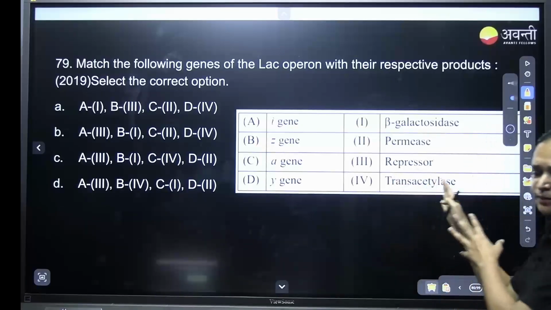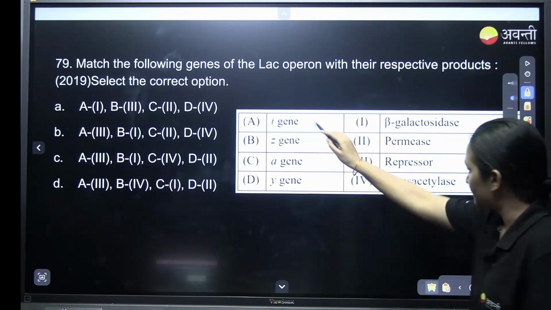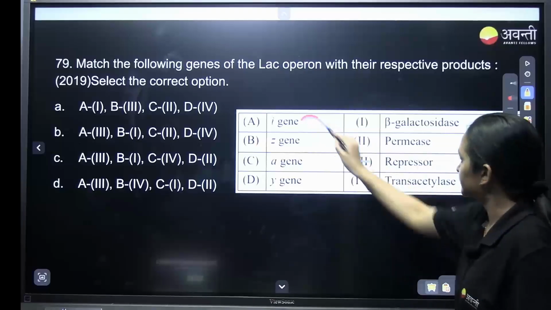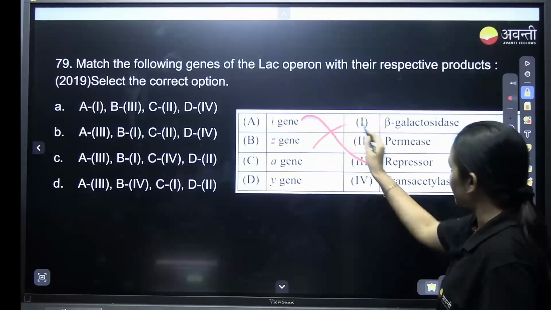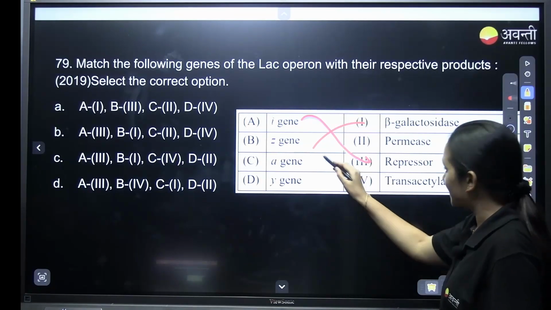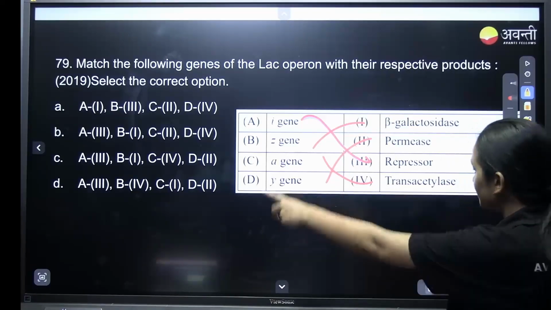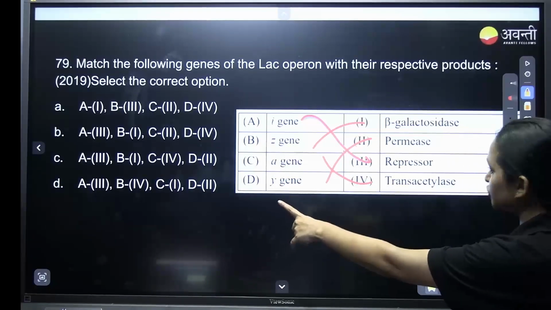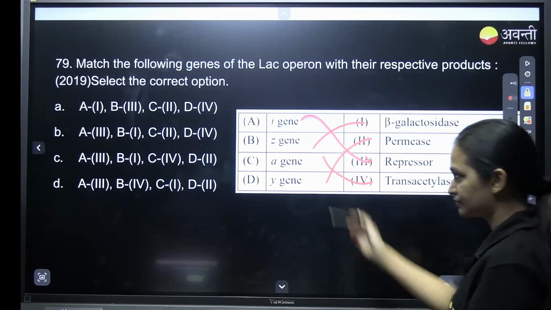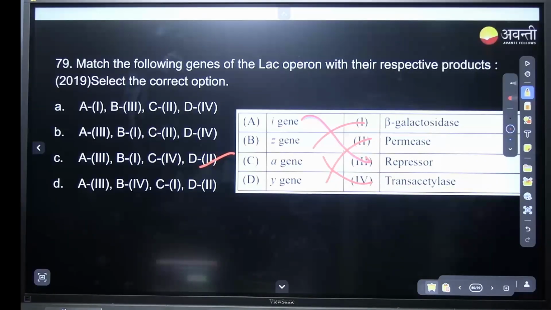Now tell me again the same question. Try solving it. I: repressor. Z: beta gal. A: transacetylase. Y: permease. Tell me which option it is. D2 and C4. Understood? C is the correct answer.